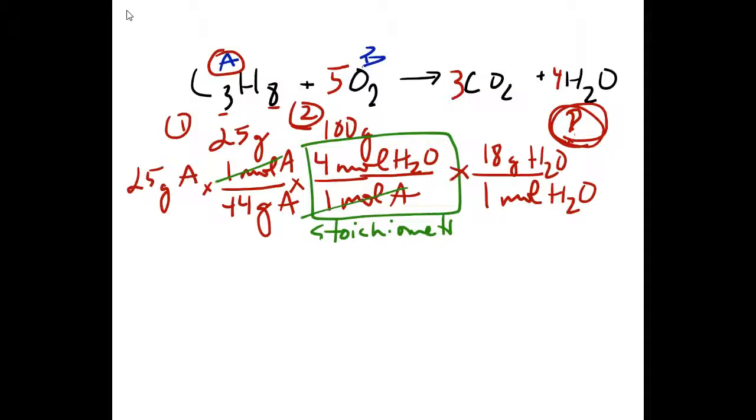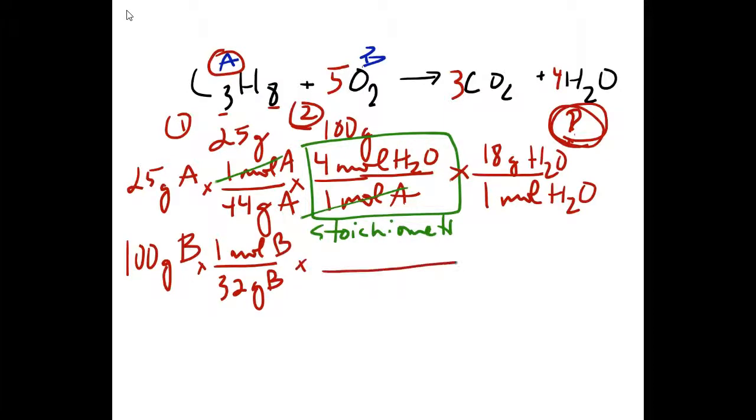I'm going to do the exact same procedure for oxygen. Okay, and I'm going to say 100 grams of component B, which is oxygen. Okay, just doing that to save space. And I've got to convert those grams to moles, right? So 2 oxygen atoms in 1 oxygen molecule. That means 32 grams in 1 mole. Okay. Next, I need my stoichiometry step.